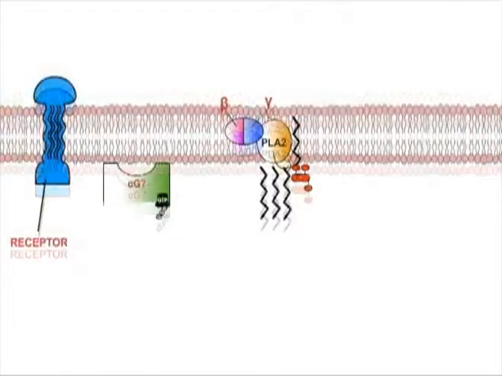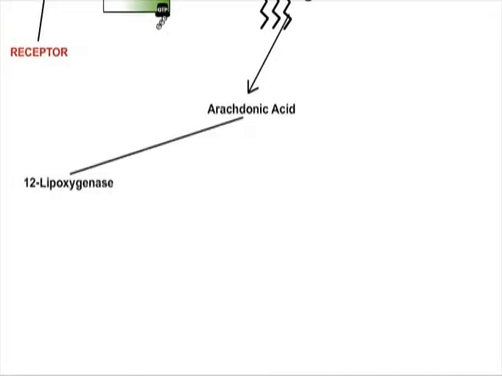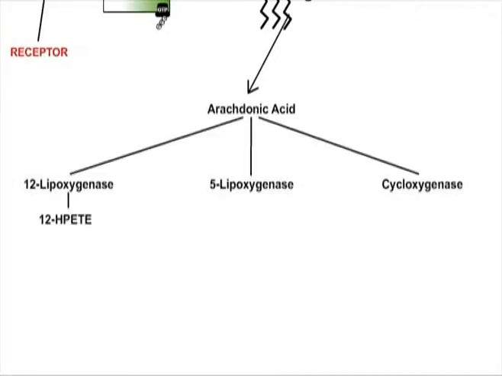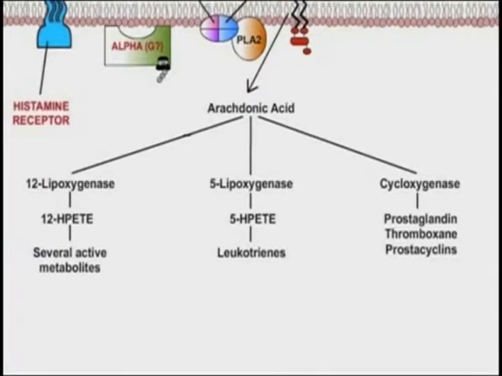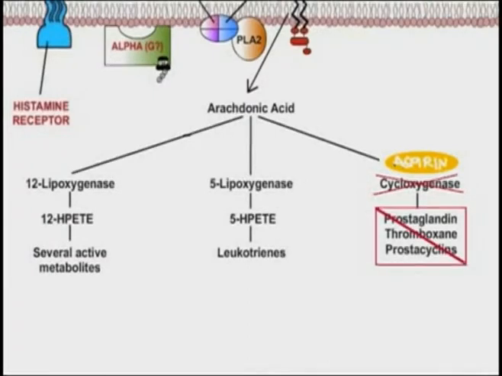The released arachidonic acid serves as a precursor for the cellular synthesis of the secondary effectors 5-lipoxygenase, 12-lipoxygenase, and cyclooxygenase. The drug aspirin works through the inhibition of cyclooxygenase of the arachidonic acid pathway. This reaction results to the drug's anti-inflammatory, analgesic, antipyretic, and antiplatelet effect.